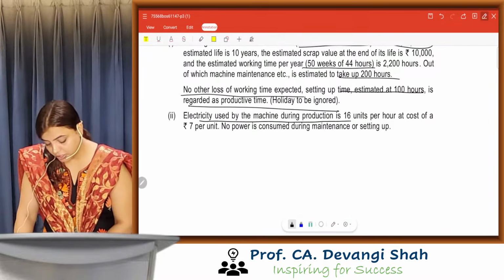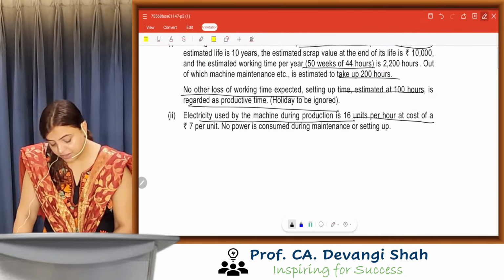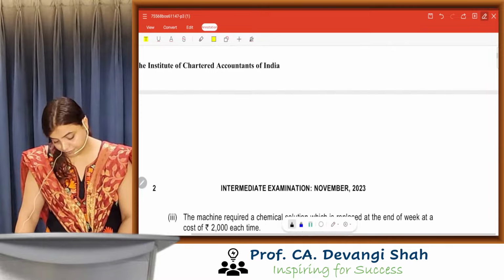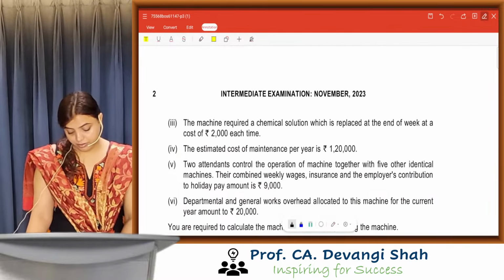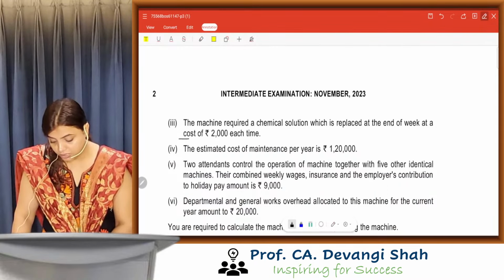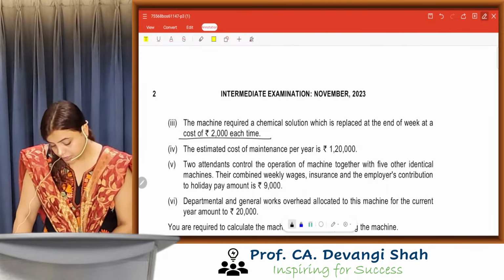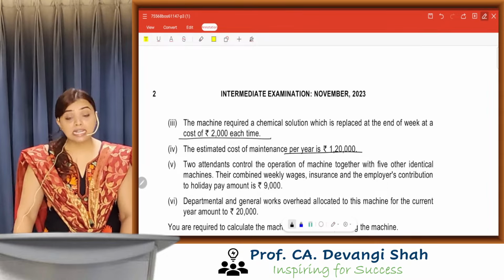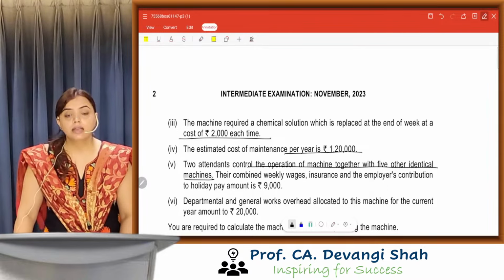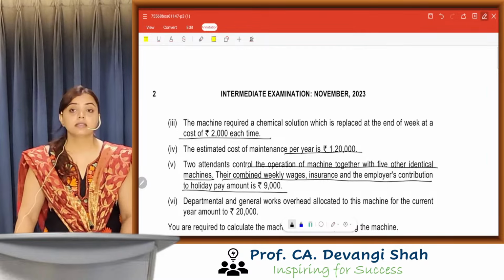Electricity used by the machine during production is per hour, at a cost of 7 per unit. No power is consumed during maintenance or setting up. The machine requires a chemical solution which is replaced at the end of each week at a cost of 2,000 each. The estimated cost of maintenance per year is 1,20,000. 2 attendants control the operation of the machine together with 5 other identical machines. Their combined weekly wages, insurance and employer's contribution to holiday pay is 9,000.